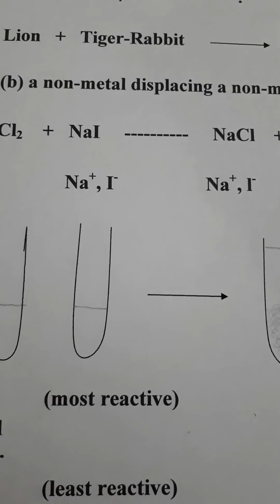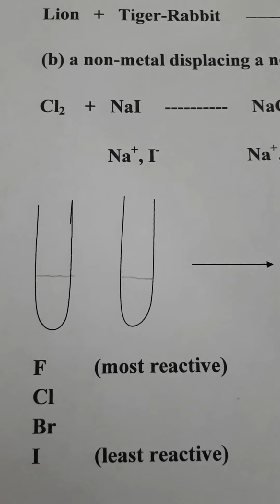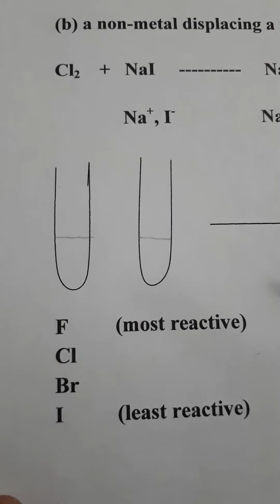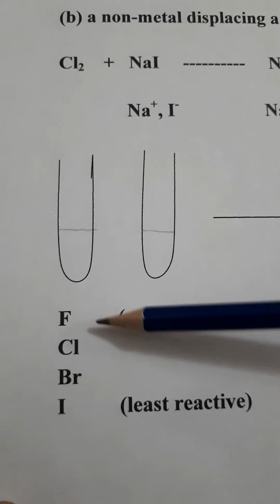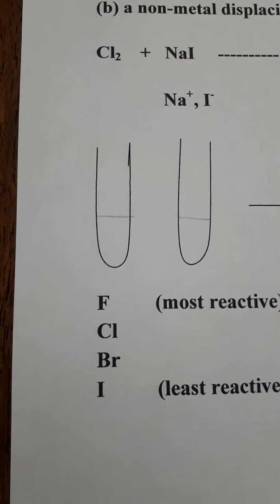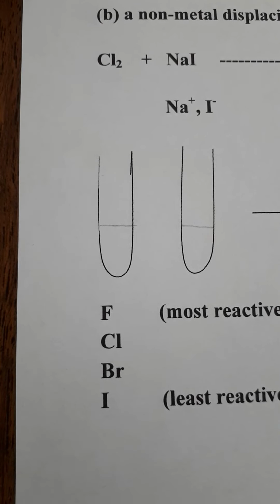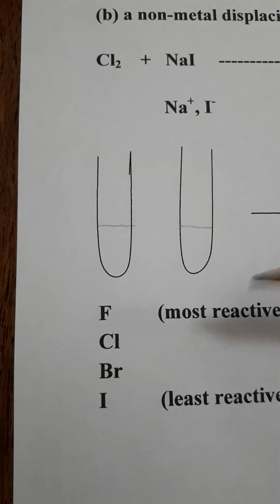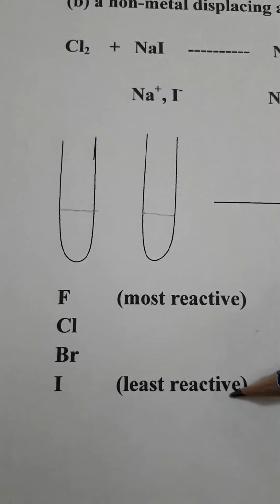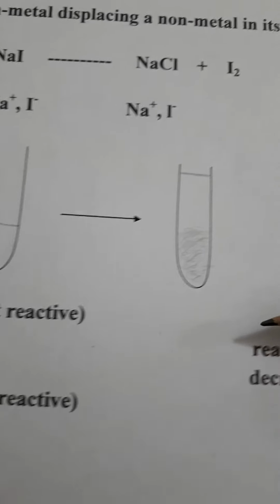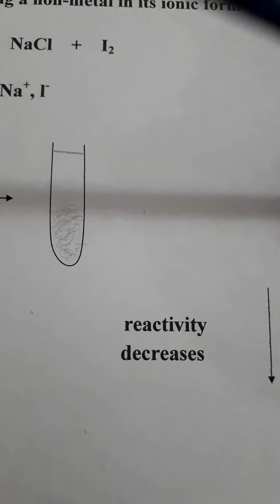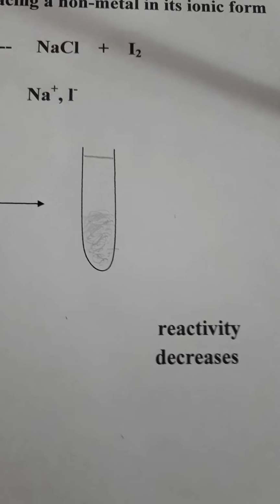Now the reactivity of these nonmetals go like that. In my rough periodic table, hope you can remember, in one group we had F, Cl, Br, I. F is the most reactive, I is the least reactive when you go down. I'll show you in this one.